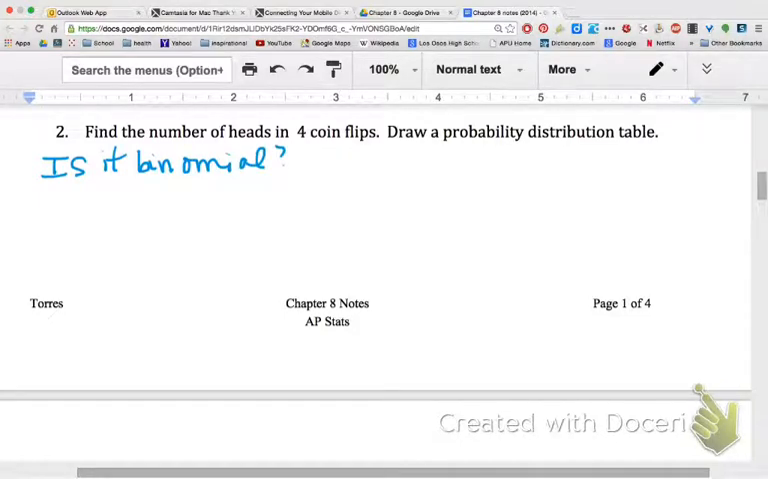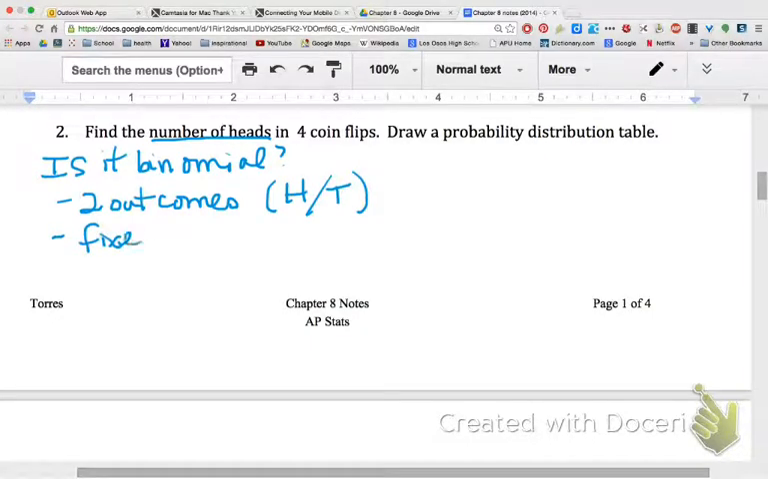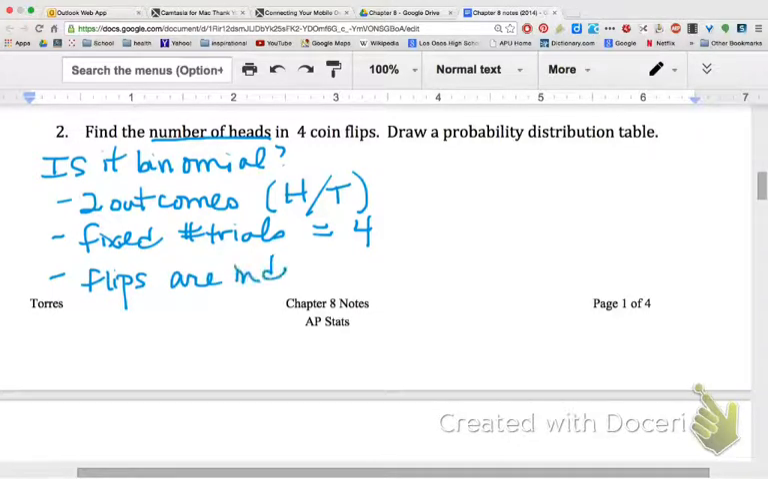So moving on to number 2, I want to check to see, again, is it binomial? So we're flipping coins and we're keeping track of the number of heads. So, first question, are there only two outcomes? Answer is yes, heads or tails. Is there a fixed number of trials? In this particular case, we are flipping 4 times, so the answer to that is yes. Are flips independent? Again, answer is yes.